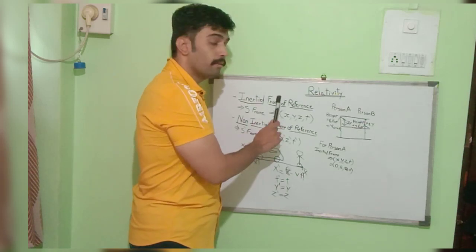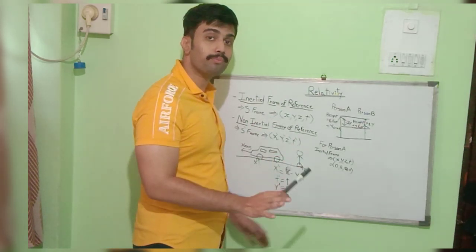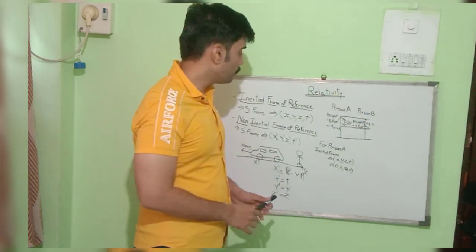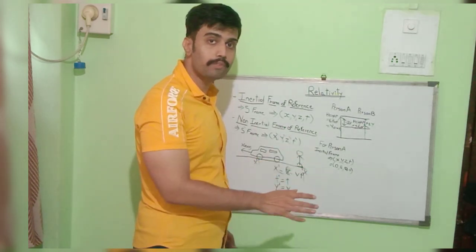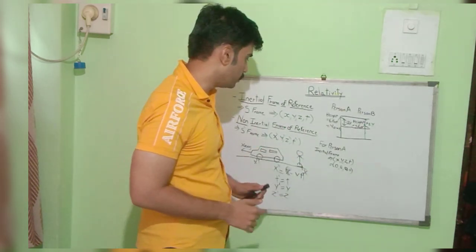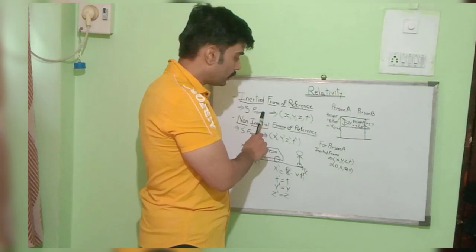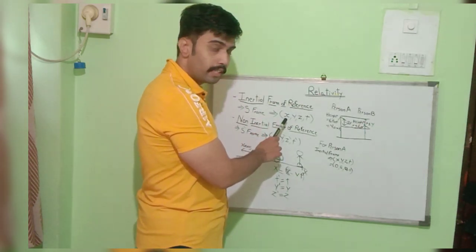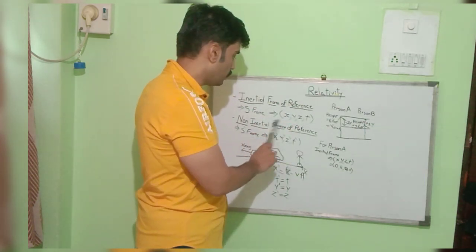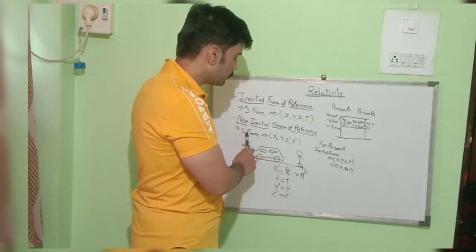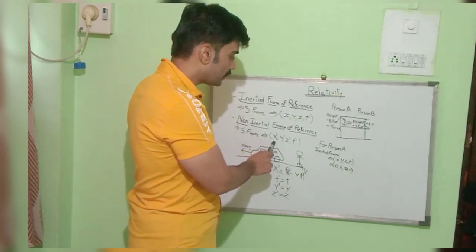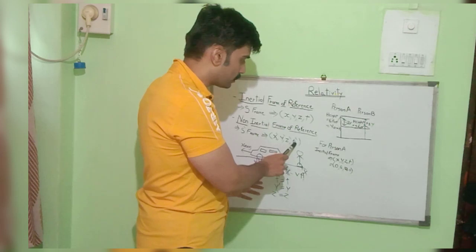Now, inertial frame means the frame, condition or position which we consider stable. It is known as the S frame. Its coordinates are defined by the x, y, z axes. Non-inertial frame is the S dash frame, with x dash, y dash, z dash, t dash.